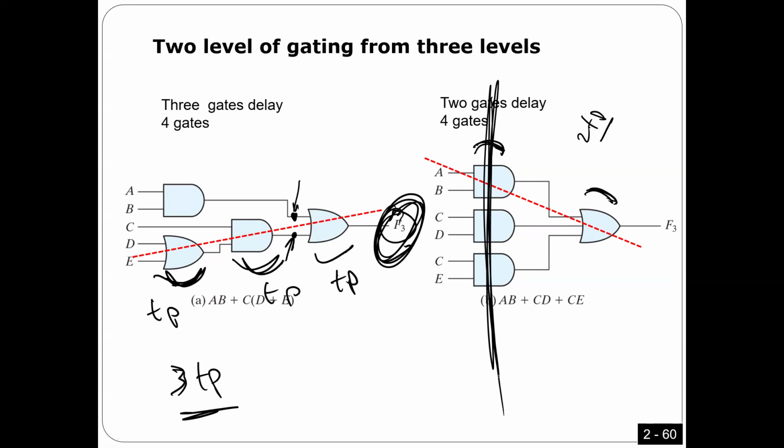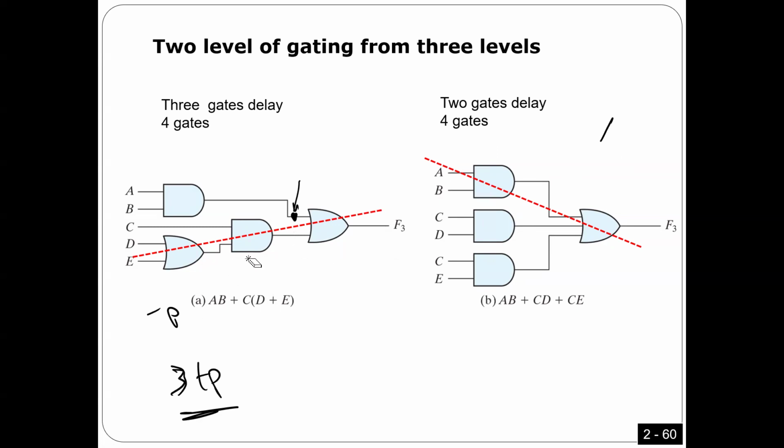So I'm going to need one delay here and one delay here. This may be another reason why you will like sum of product or product of sum. Yes. Isn't the final OR gate with the 3 inputs equivalent to 2 OR gates? Yeah, that's a good question.